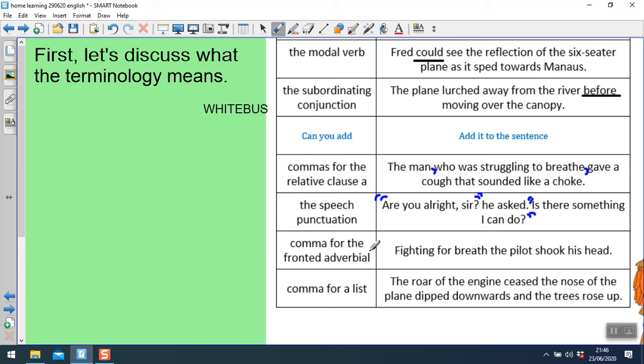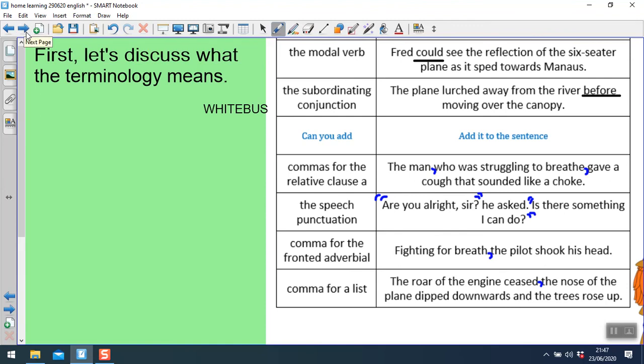Comma for the fronted adverbial. Fighting for breath, the pilot shook his head. Some adverbials, haven't we? It's after breath. It's how he shook his head. Comma for a list. The roar of the engine ceased, the nose of the plane dipped downwards, and the trees rose up. So it's a list of things that happened to the aeroplane. The roar of the engine ceased, comma, the nose of the plane dipped downwards, and the trees rose up. We don't need a comma here because we've got an and already.